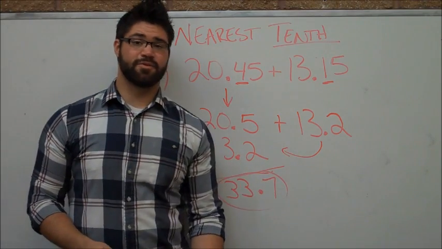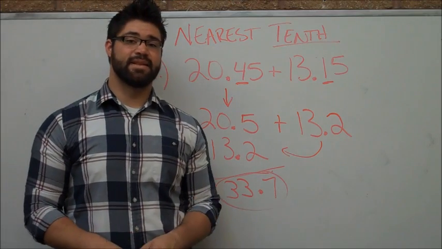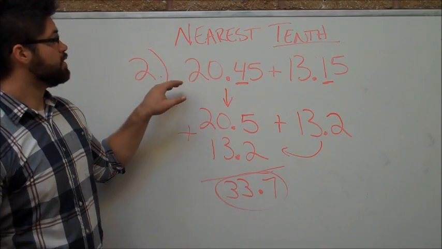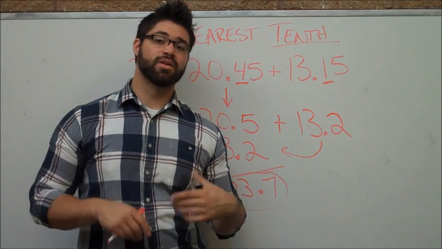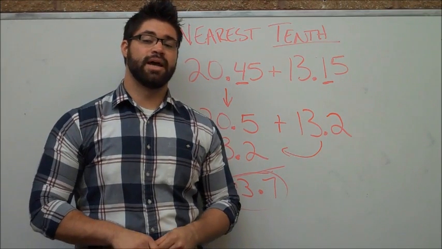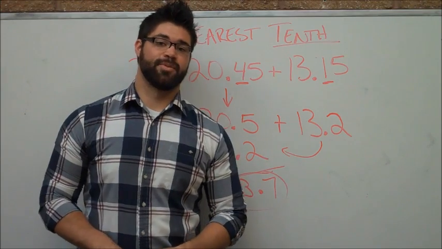So our answer for number 2 in guided practice is going to be 33 and 7/10. That is this expression rounded to the nearest tenth. We're going to look at 2 more examples. So go ahead and make sure you have this copied down. Stick with me, and we'll look at number 3.